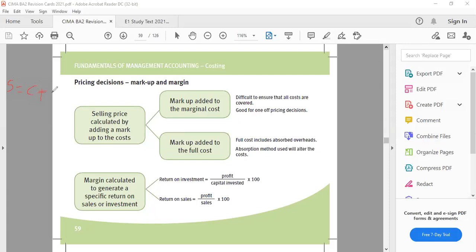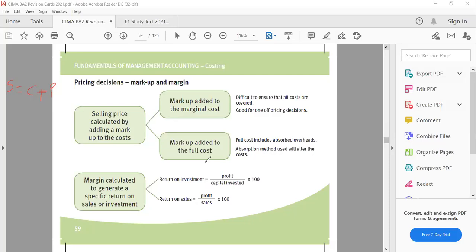Plus a profit margin is added. The selling price is calculated by adding a markup to the cost. Markup is a margin, profit margin. Markup added to the marginal cost or markup added to the full cost. So there are two ways in which the selling price is decided.